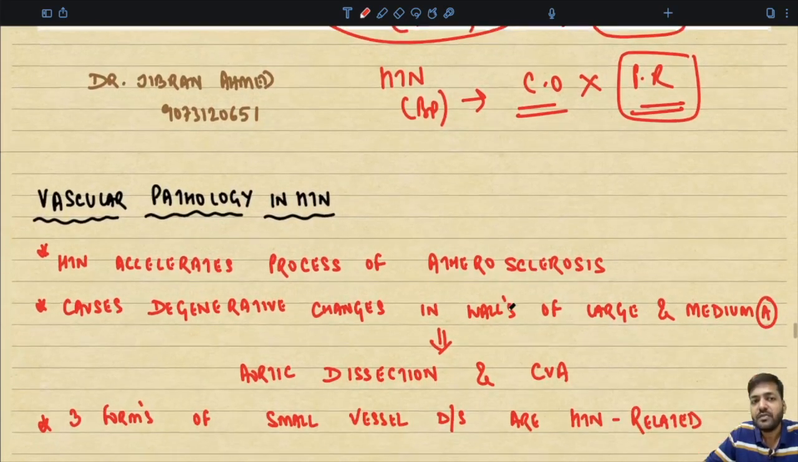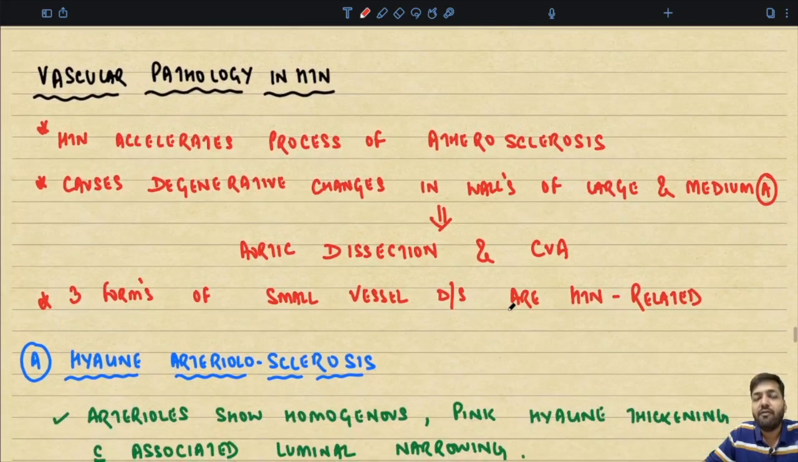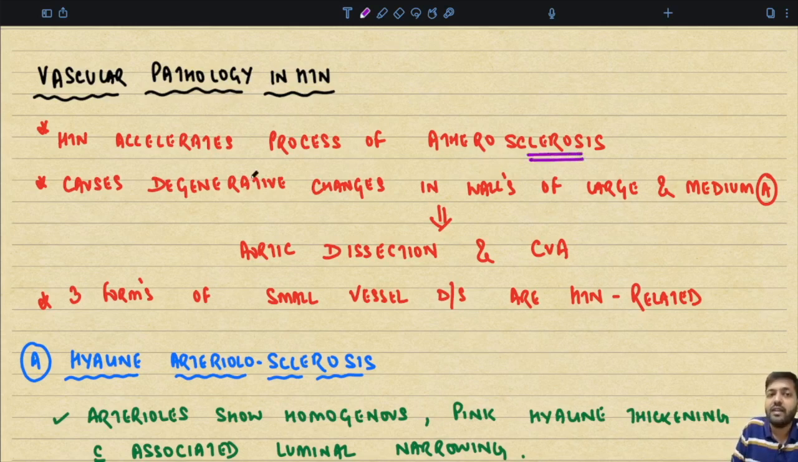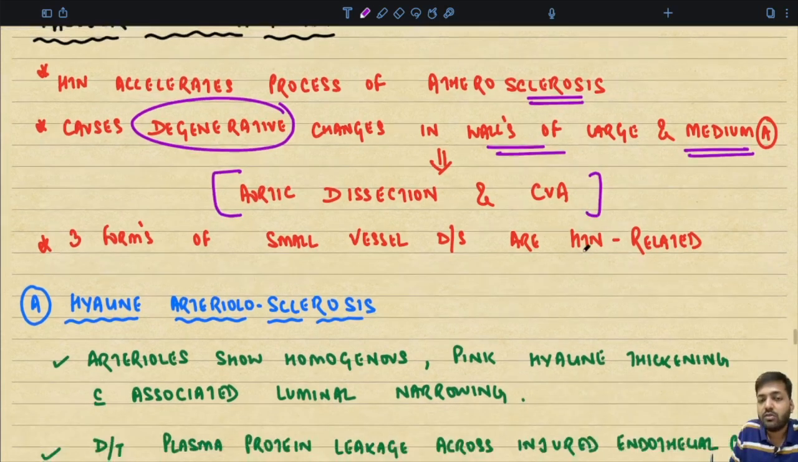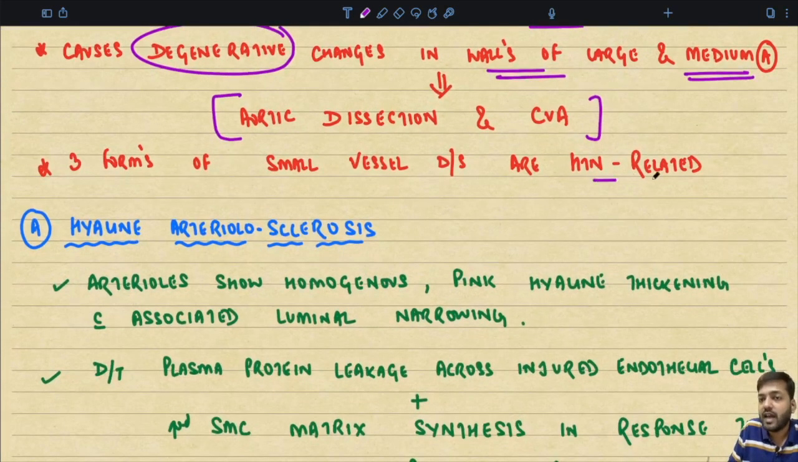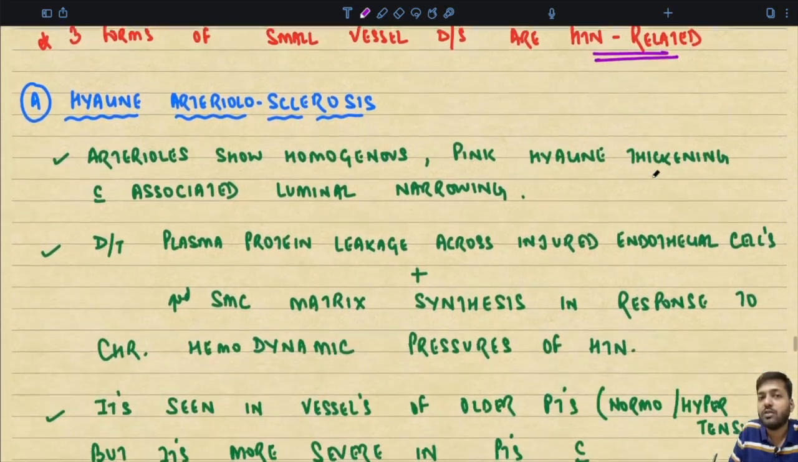Now let us see the vascular pathology in hypertension. What happens to the blood vessels? We are going to see the individual changes taking place. Hypertension accelerates the process of atherosclerosis, and it also causes degenerative changes in the walls of large and medium arteries, leading to aortic dissection and cerebrovascular accidents. Three forms of small vessel disease are hypertension related. Let us see what those are.